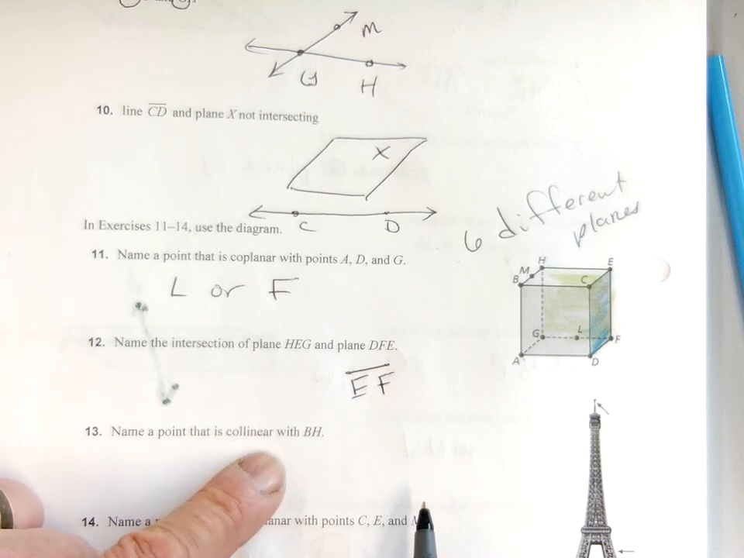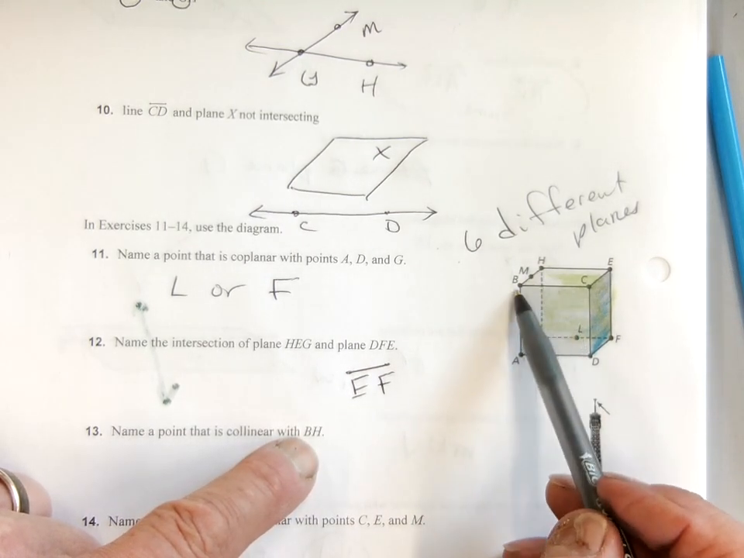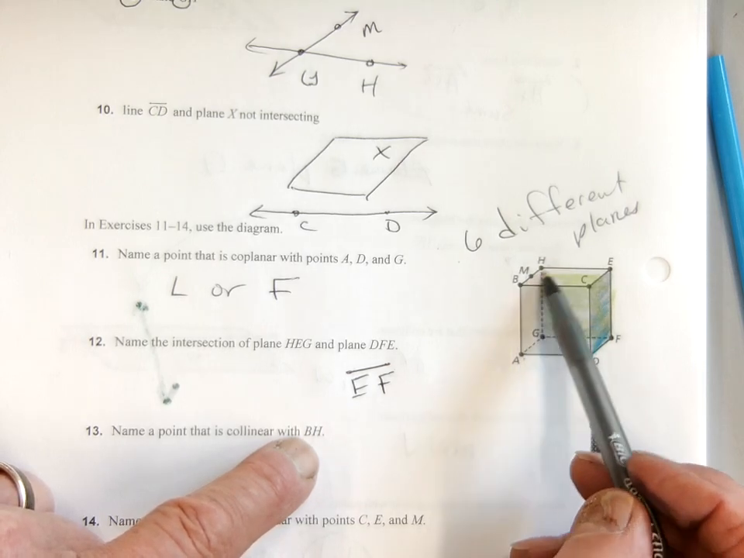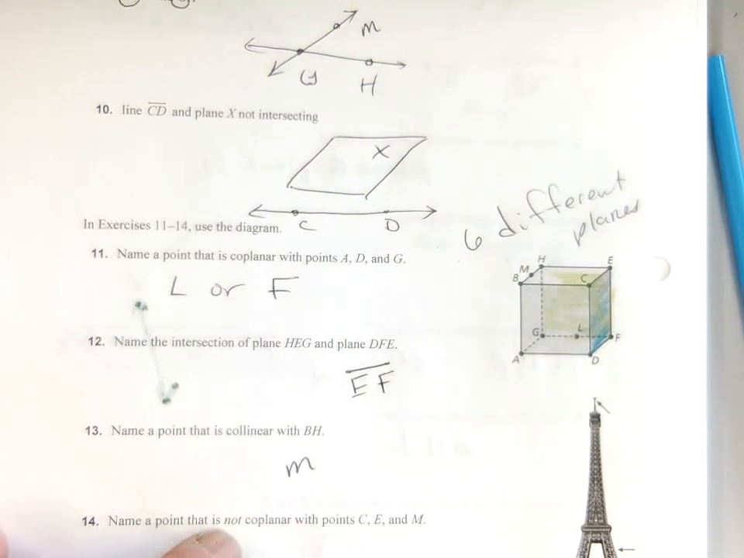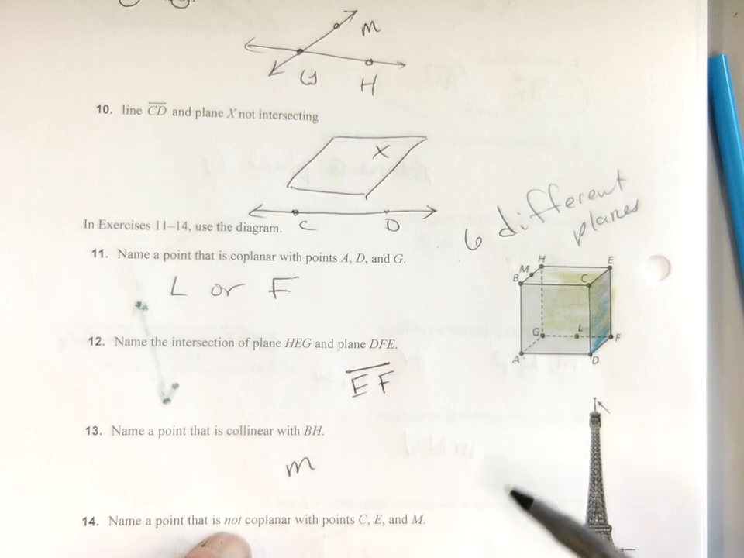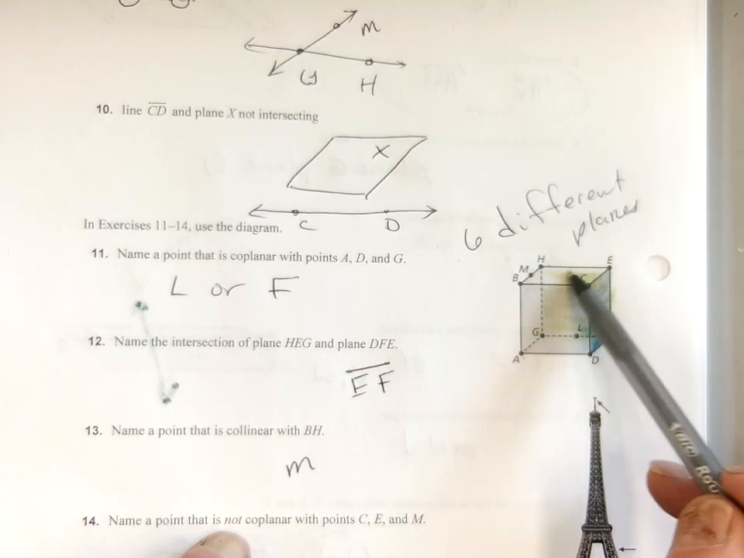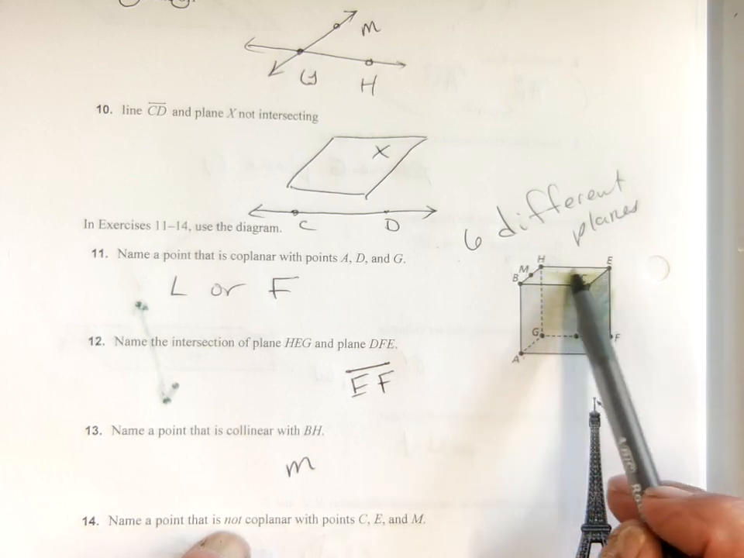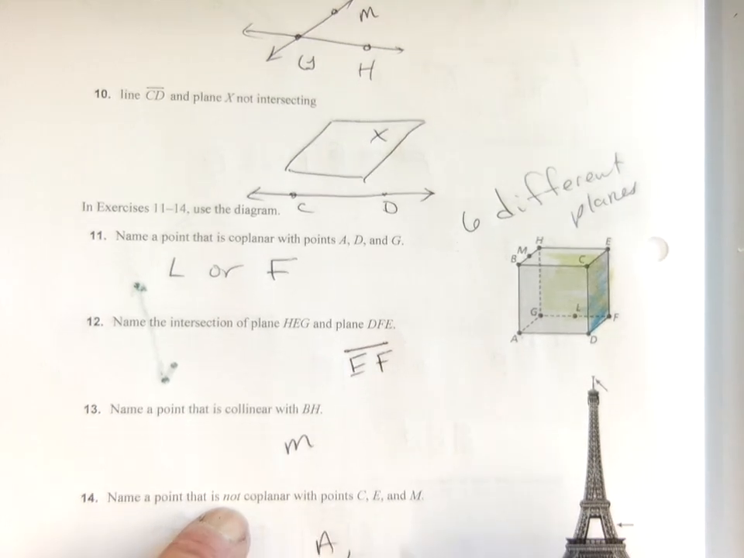Name a point that's collinear with BH. Okay, BH, collinear, on the same line. M. You guys see it, right? You guys agree? M. Name a point that's not coplanar with CEM. Okay, so the top. Give me a point not on the top. Sure, A is good enough, or G, or L, or F, or D, or any of those, right?